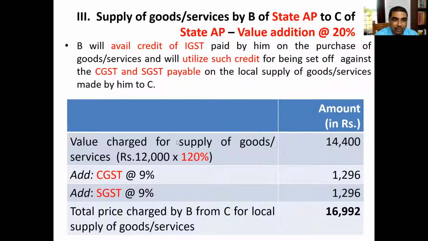Okay. Now what is B doing? B is selling to C with a value addition of again 20%. So now the taxable value becomes 12,000 into 120%. How much is the taxable value?